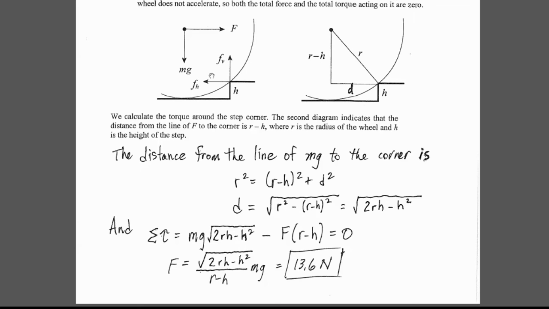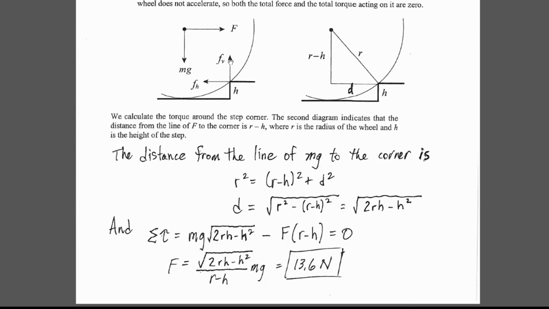So I'm going to strategically choose my axis of rotation to be right here because I have no idea what these forces are. But if I choose my axis of rotation to be here, then I don't care what they are because they pass through the axis of rotation. And then the torque about this point right here is only created by these two forces. So F creates a clockwise torque about this point, and the weight creates a counterclockwise torque about this point.